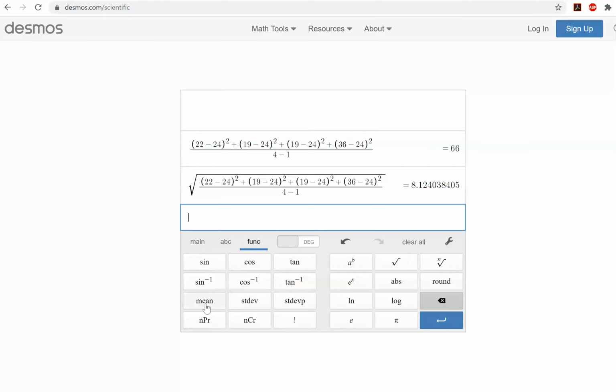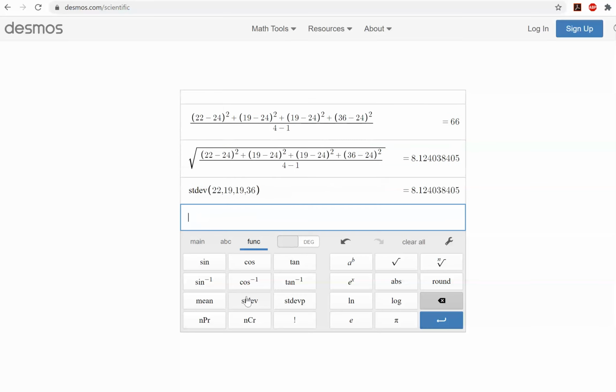There's even a mean button if you need a mean real quickly, but there's a standard deviation. Now be careful, there's standard deviation and standard deviation P. The P represents population, which we do not have. So don't use that button, just use standard deviation. Then we'll start these parentheses, and all you need to do is list out the values. So if I go 22, comma, 19, comma, 19, comma, 36, done.